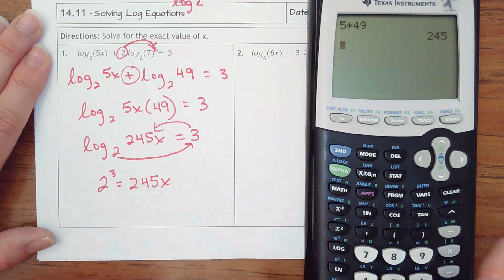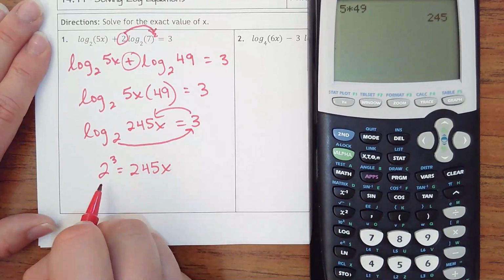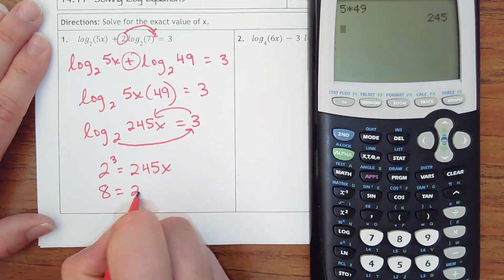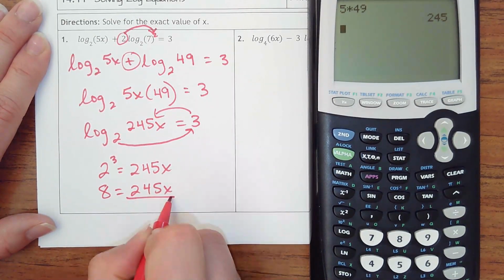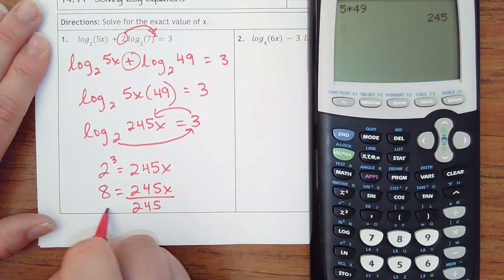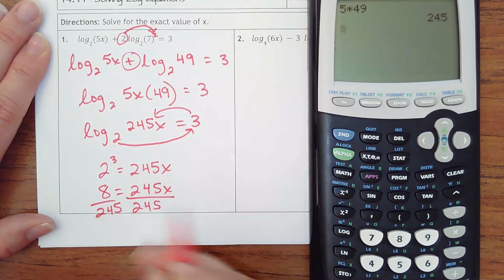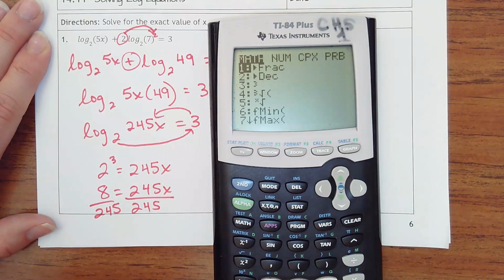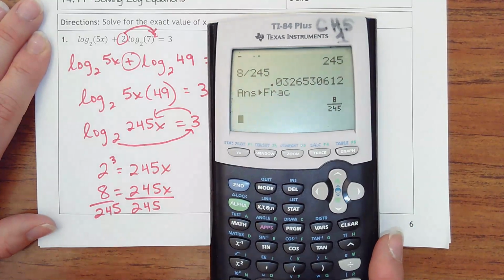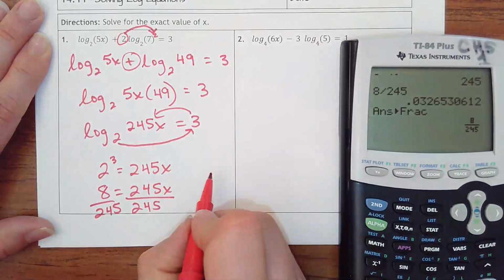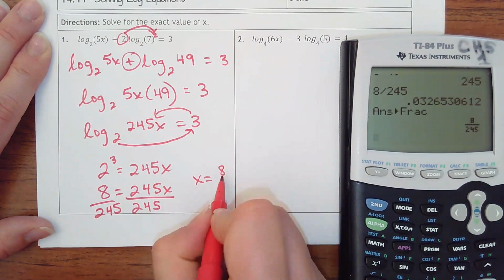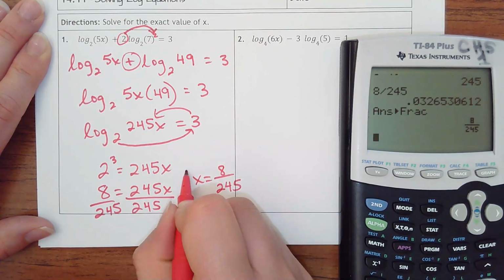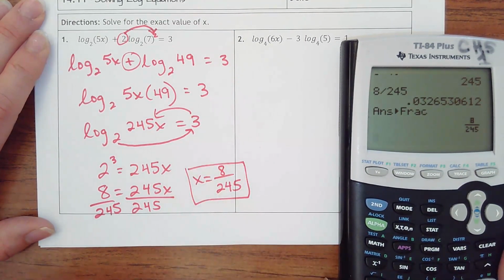Well, 2 cubed is a number. That's 2 times 2 is 4 times 2 is 8. And then all I have to do is divide by the 245. It says solve for the exact value. Let's see if that fraction is something nice or if it simplifies. I don't think so. No. So you would want to just type in 8 over 245 as your final answer. When it doesn't say round, they wanted you to keep it a fraction.